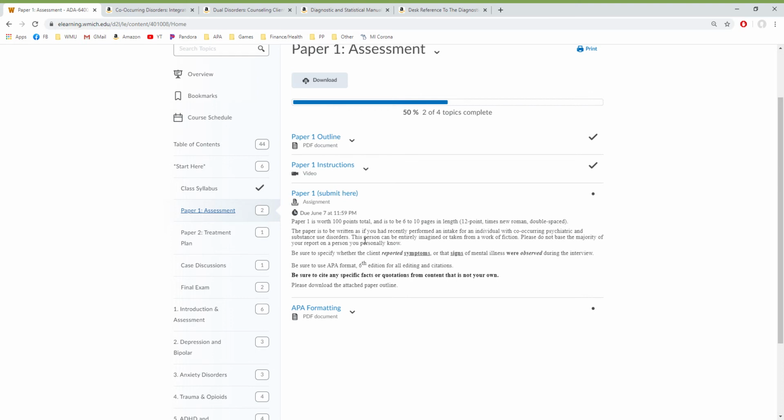Once again, here, this paper is to be written as if you had recently performed an intake for an individual with co-occurring psychiatric and substance use disorders. So mental health and substance use. It's required that the case example you make up for paper 1, that you're at least discussing the possibility of both of these, a substance use disorder and a mental health disorder. So to get all the more specific information on this paper 1, see, here's the outline. I even include a different video instruction here for how that goes through this outline in more detail.